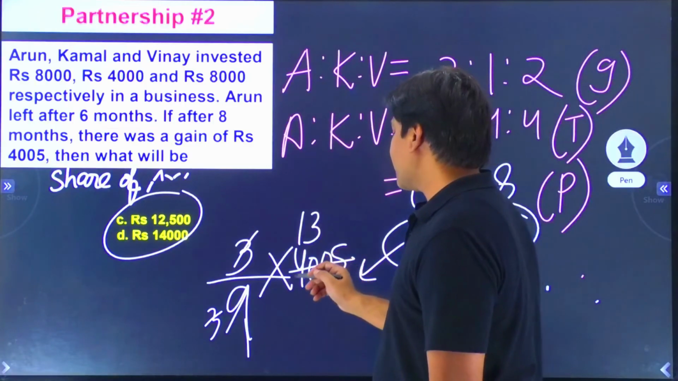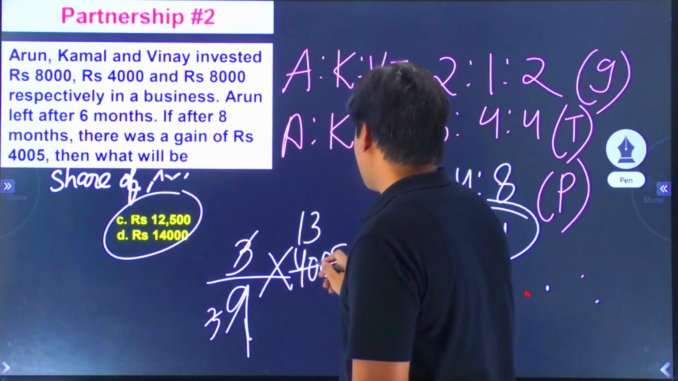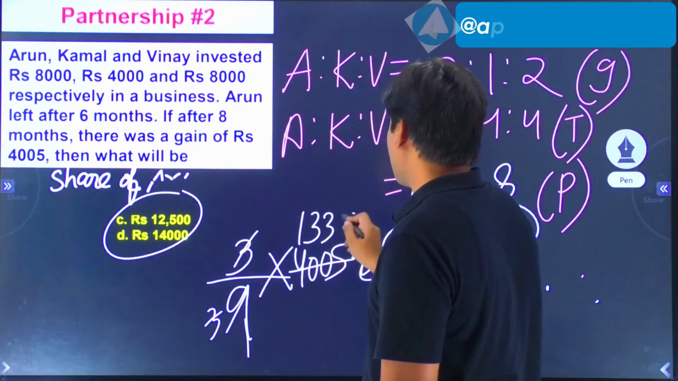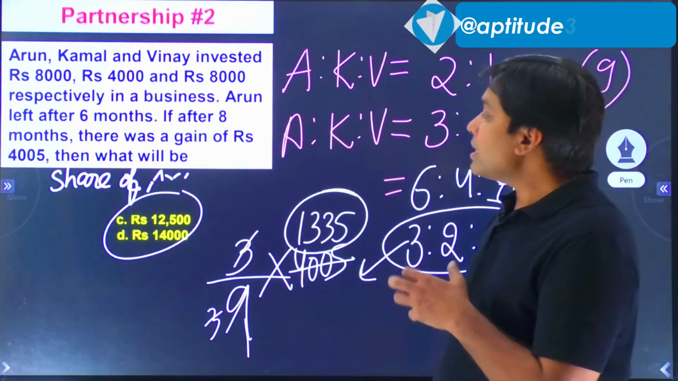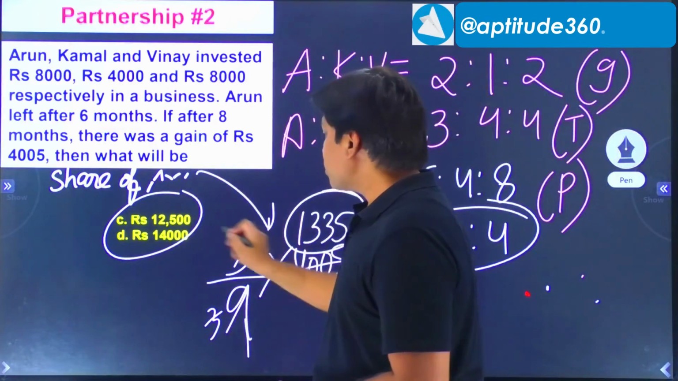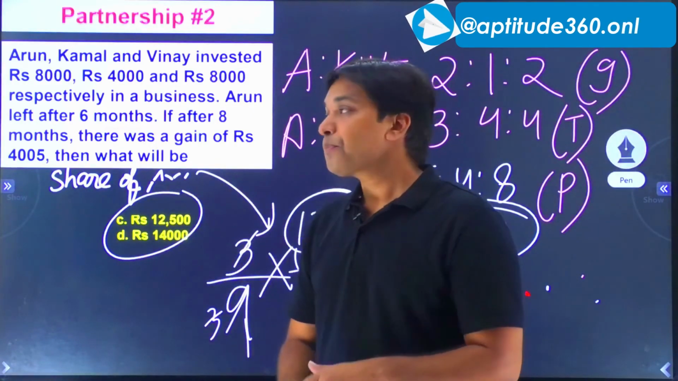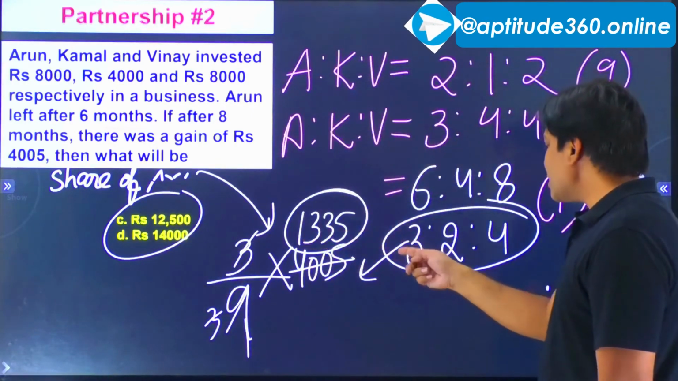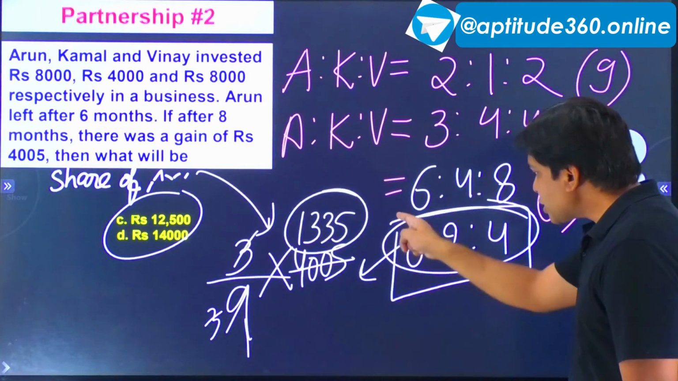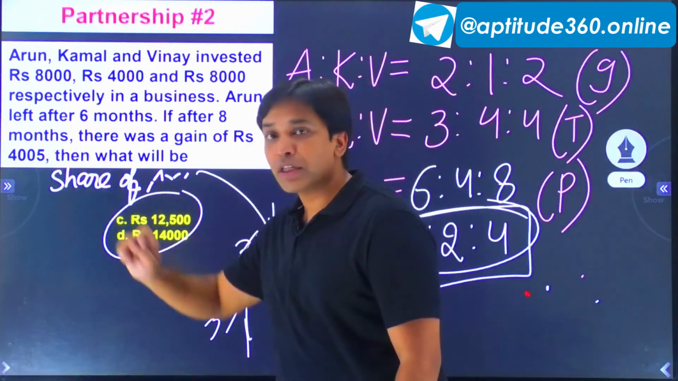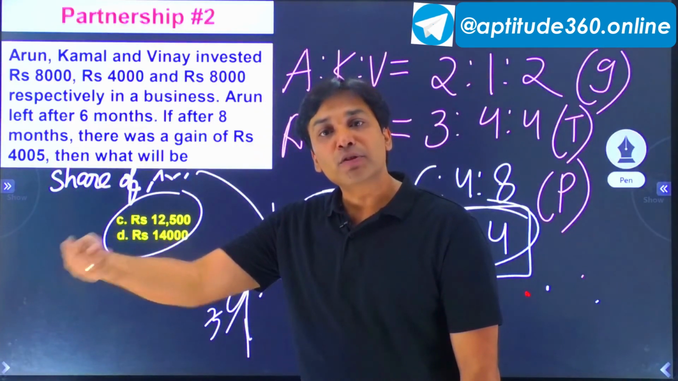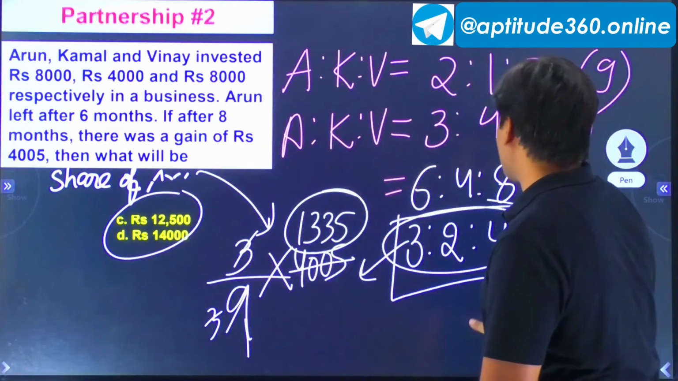What is that I'm doing? 1, 3. This is going to be 1,335 is the share of Arun. Don't look at these options, they're wrong. So the share, you can once you have found out the ratio in which the profit must be distributed and you know the total profit, would you not be able to find out the individual share? बड़ी आसानी से आप निकाल सकते हो.